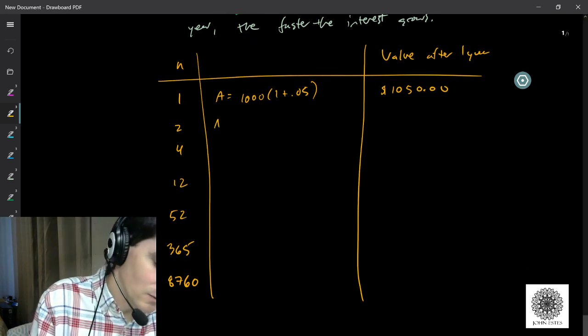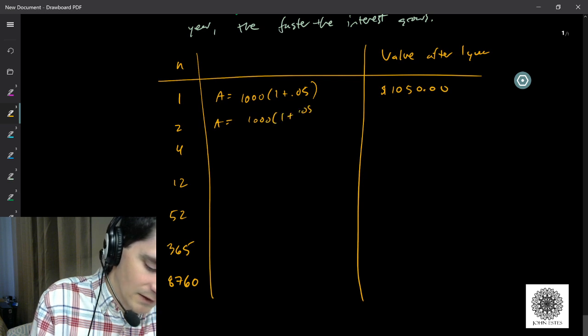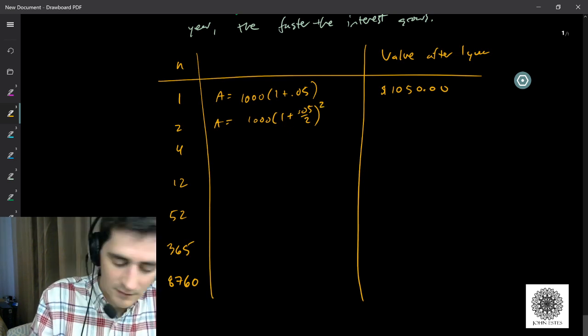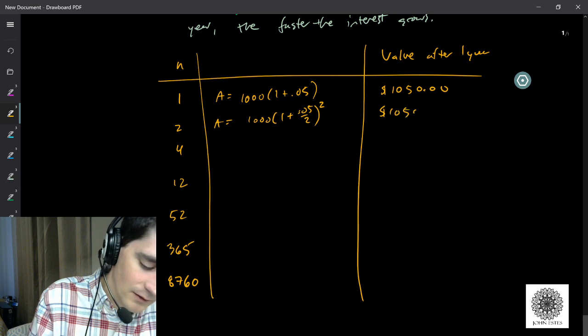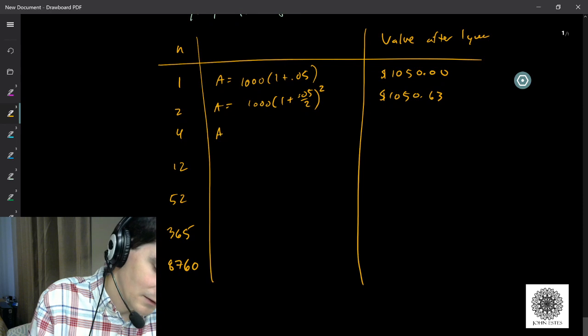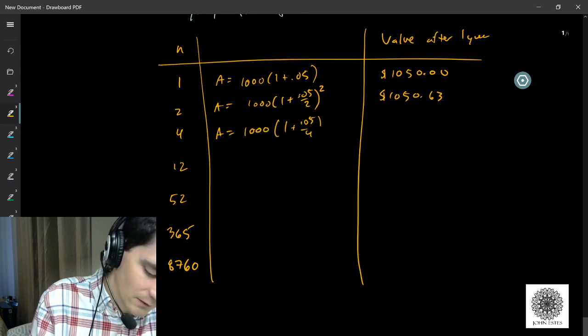Okay, so if I do it twice a year, I get 1,000 times (1 plus 0.05 over 2) to the 2 times 1 power. And you're going to end up with not a lot more. You get an extra 63 cents, okay? So if we're filling this out, we have 1 plus 0.05 over 4 to the fourth, and 1,000 times 1 plus 0.05 over 12 raised to the 12th power, and so on.